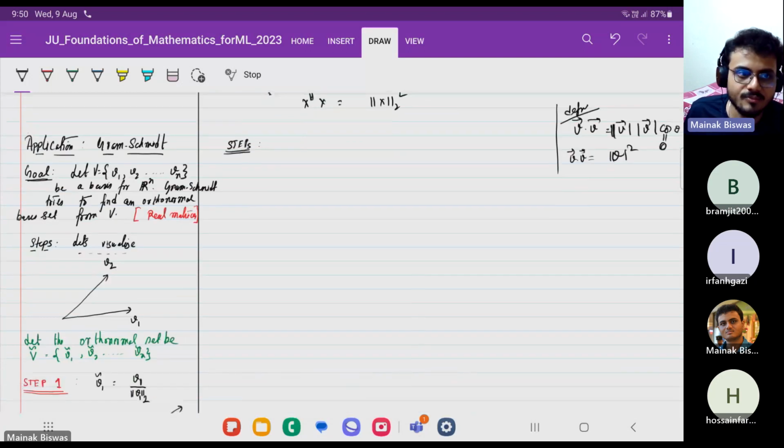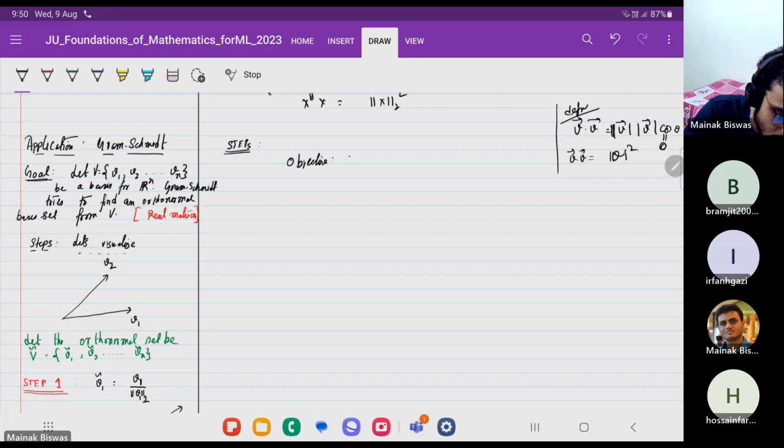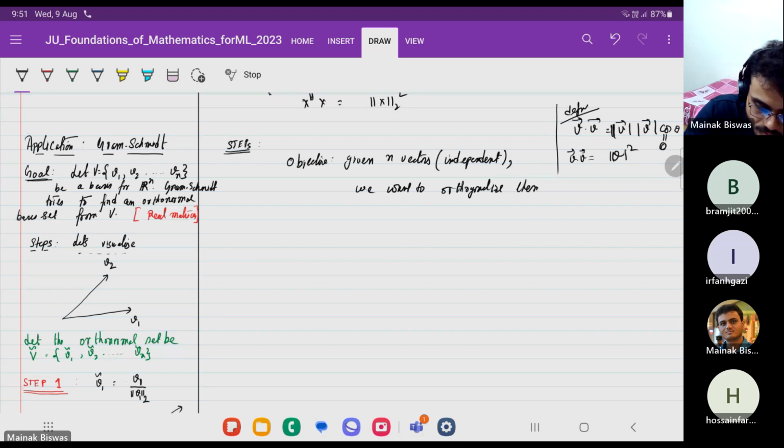Before that, I'll give you a small example of what is called Gram-Schmidt. So Gram-Schmidt, the objective is, given n vectors which are independent, we want to orthogonalize them. So how do you think we can do that? So let's start with two vectors, right? And then we can go on to n with induction.